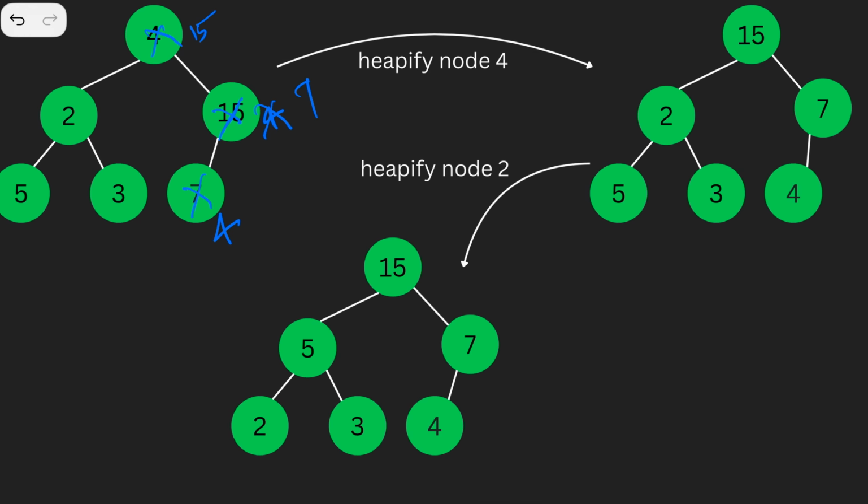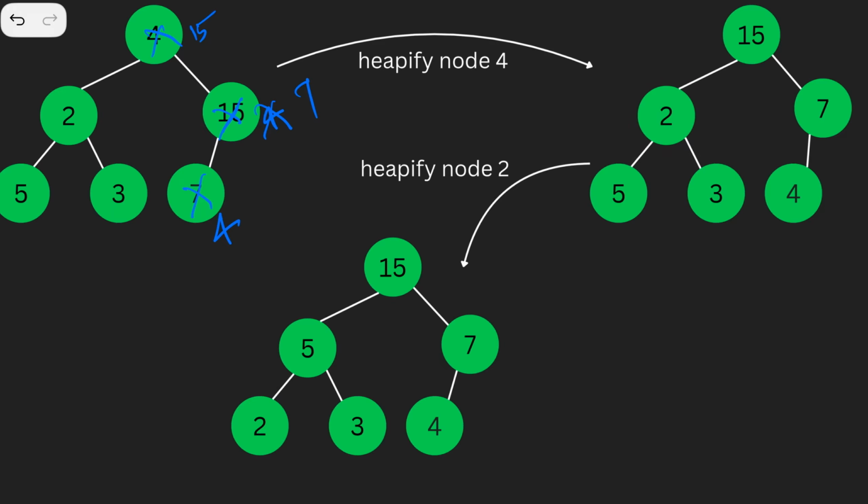Again, we will heapify this element. But there is nothing on the left, there is nothing on the right. So the largest value is going to be the current value, which is 4, and we will break the loop. So after performing the Heapify operation on the 4th element, that is index i equal to 0, we get this particular tree. Now let's do Heapify on node 2.